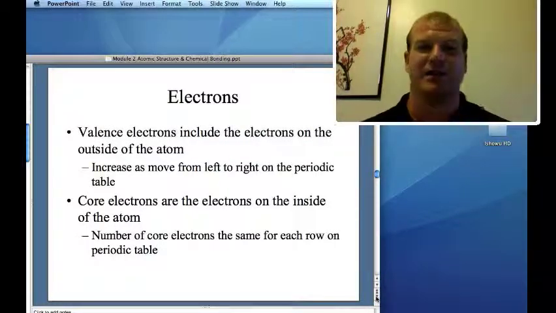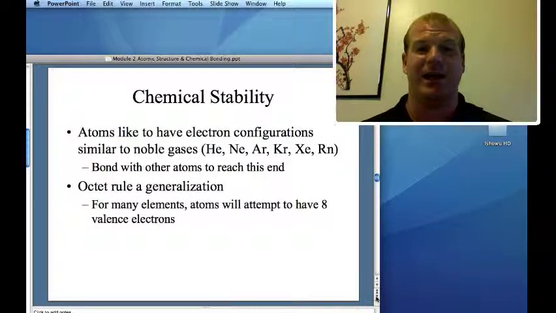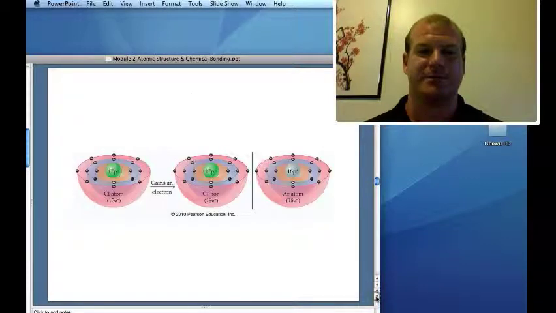And there are two types of electrons. There's valence electrons and core electrons. Valence electrons are the outer electrons, and core electrons are the inner electrons. And I'll show you some pictures. The atoms that have 8 electrons tend to be more stable, and these are the noble gases. The generalization here is the octet rule. Helium only has 2, so you can see it doesn't fit, but things tend to go for 8 electrons.